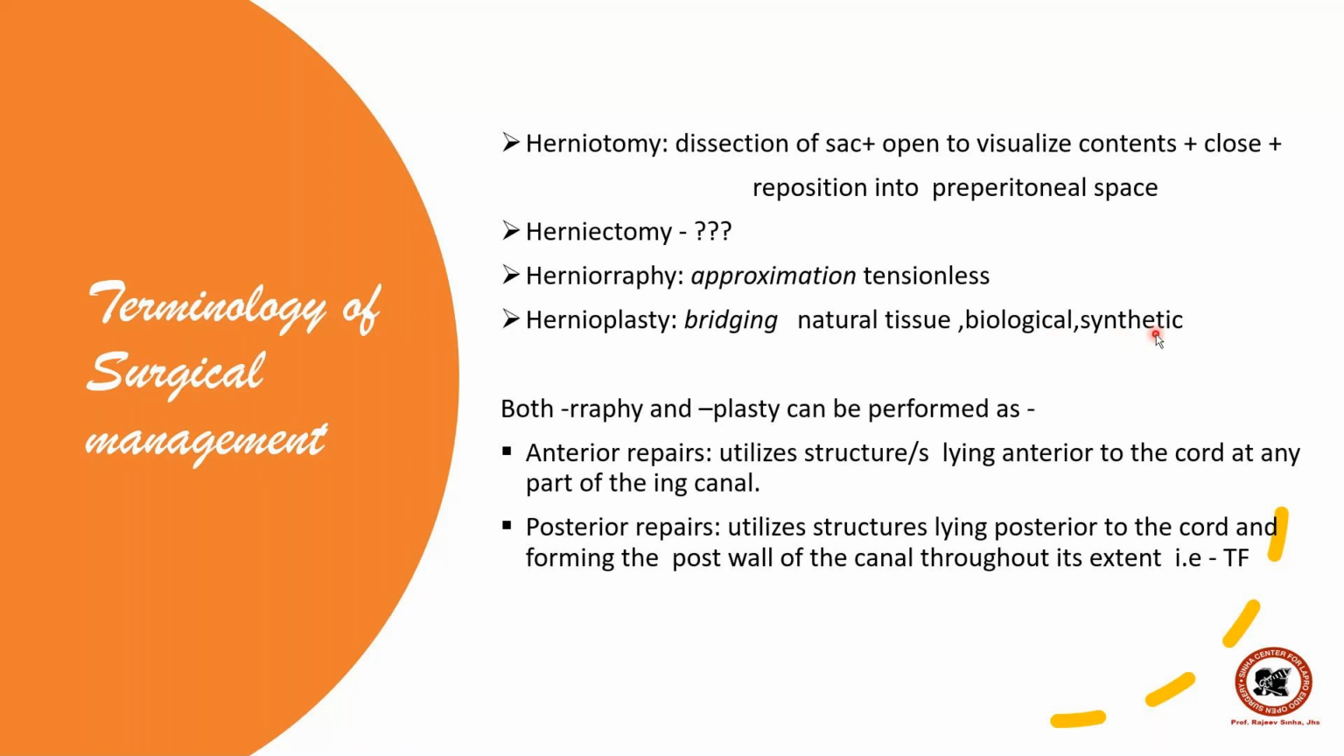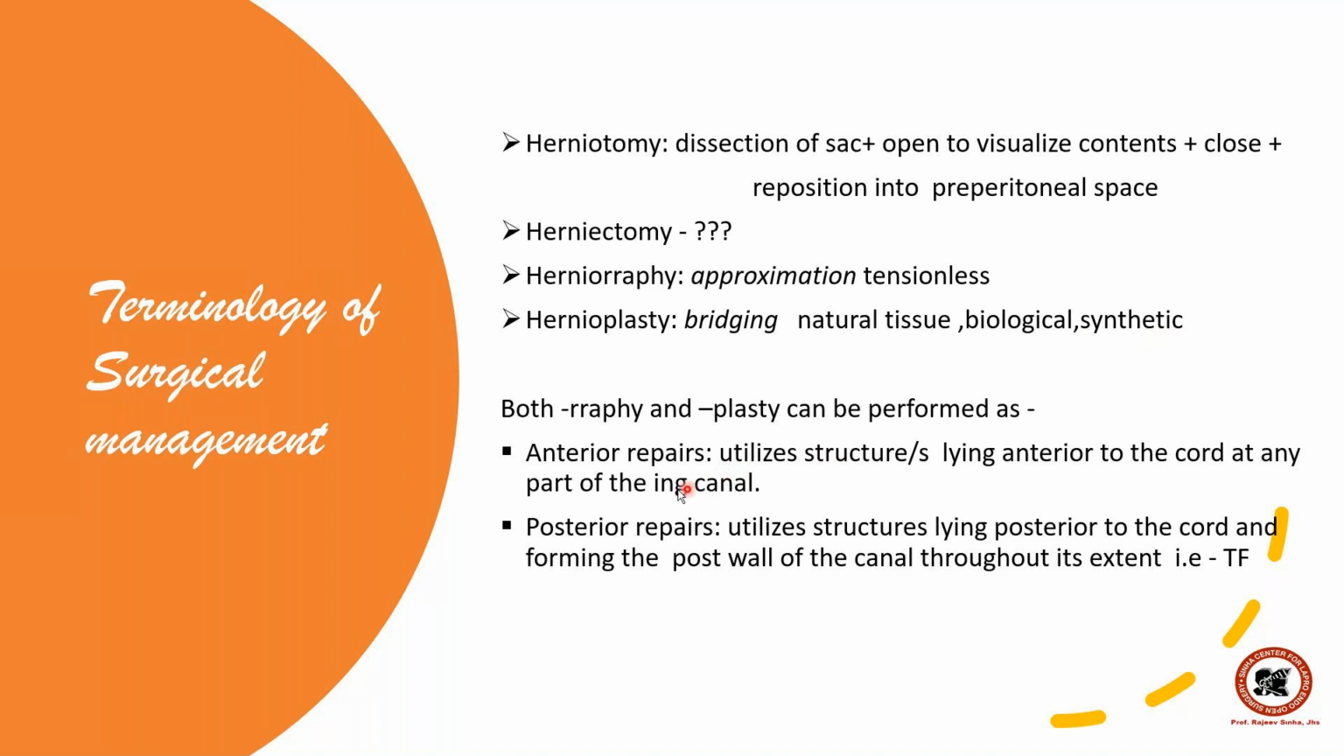So, a combination of management of the sac and DIR, with either RAFI or plasty, is the total management of a patient with hernia. When you're doing the RAFI or plasty, it could either be an anterior repair or a posterior repair. That's the terminology that you may like to remember.